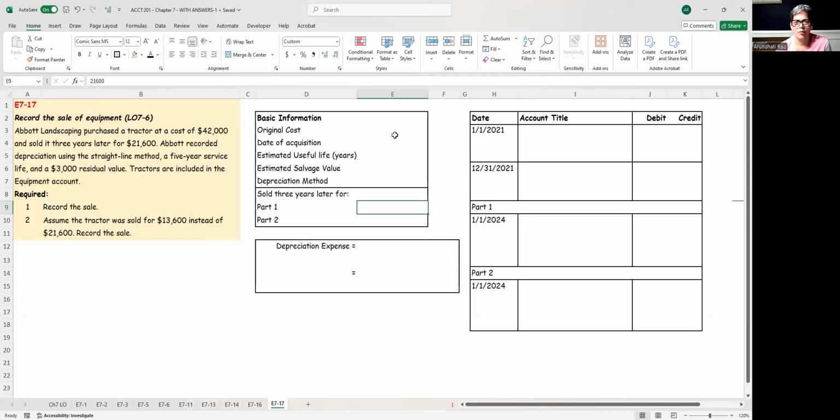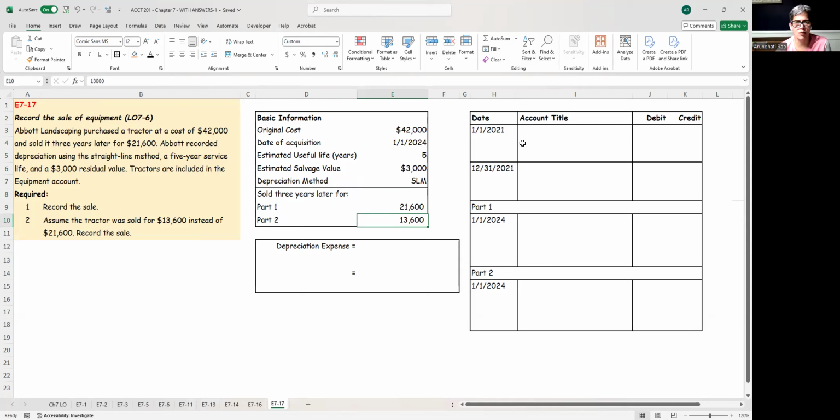So let's start with writing down the basic information. The original cost of the asset is $42,000. We acquired this on 1/1/24. The estimated useful life is 5 years. Estimated salvage value is $3,000. The depreciation method is straight line method. They're telling us 3 years later, in part 1, we sold it for $21,600. They've asked us to redo the exercise, assuming you sold it for $13,600. So I'm going to look at my journal entries.